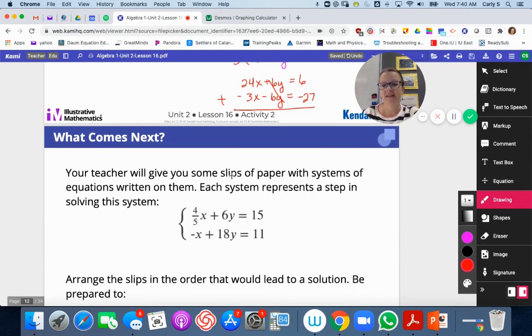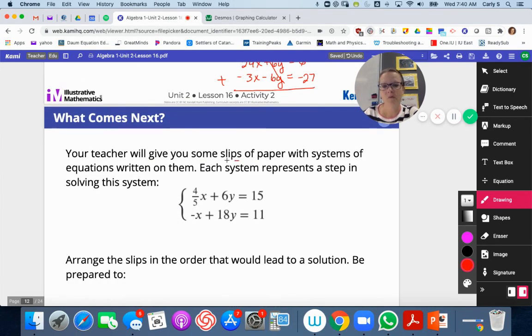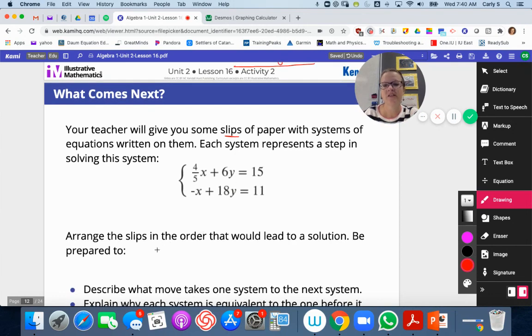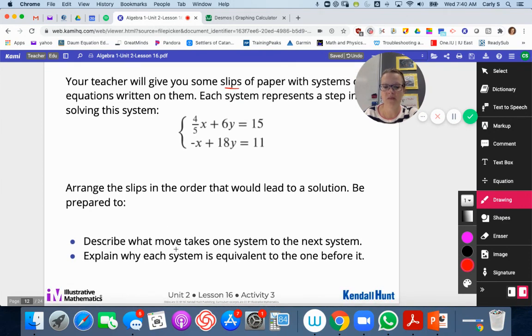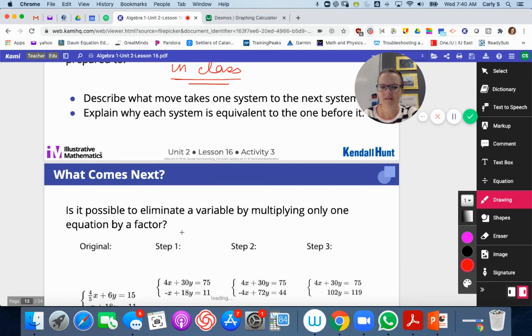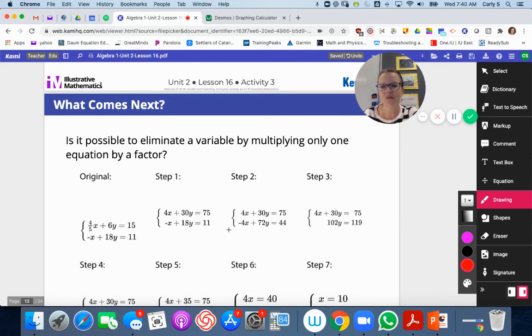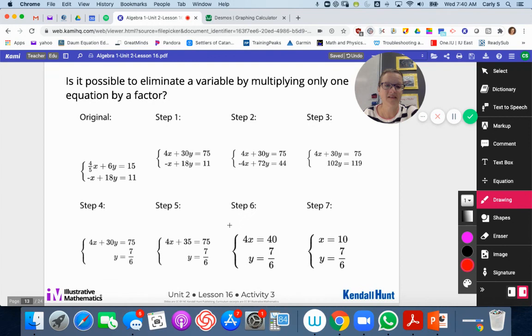All right, your teacher will give you some slips of paper with systems of equations written on them. Each system represents a step in solving this particular system. Arrange the slips in the order that would lead to a solution. Be prepared to describe what move takes one system to the next. Explain why each system is equivalent to the one before. We're going to do this in class. If you're distance learning, it's okay. You can definitely work through these. They're all here. And email me if you have any questions whatsoever, okay?